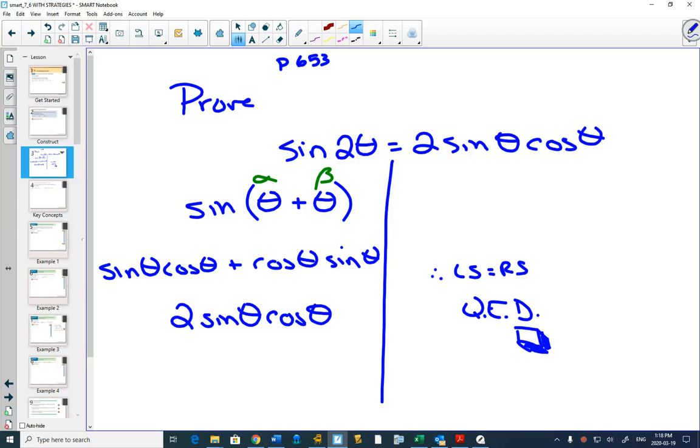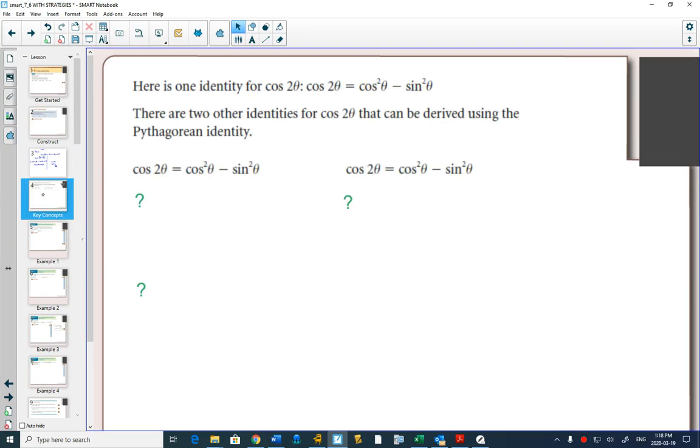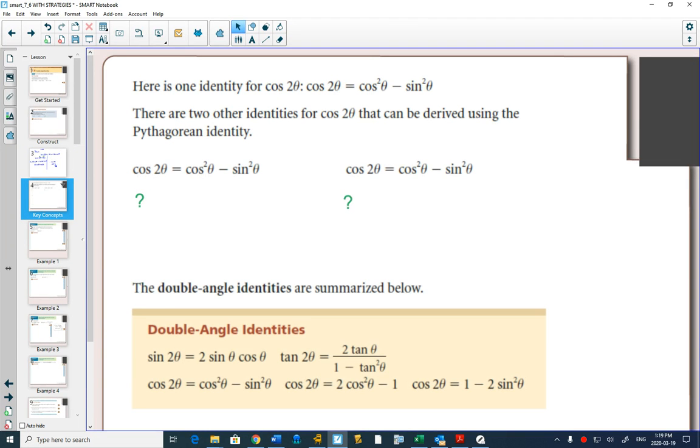Now, you will not have to prove these. Why? Because they're on your formula sheet. All of these double angle identities are on your formula sheet. So you'd never be asked to prove that on a quiz or a test because it's on your formula sheet. You're allowed to just change sine 2 theta to 2 sine theta cos theta.